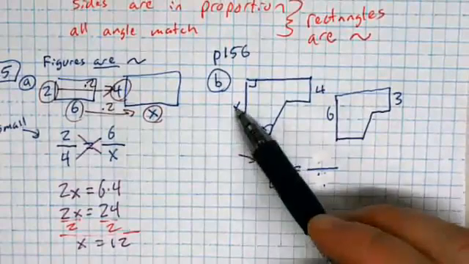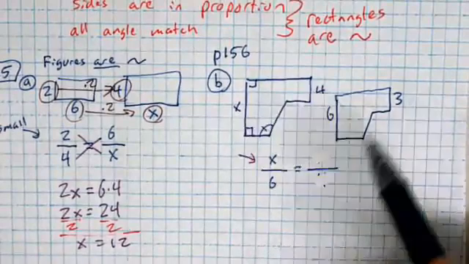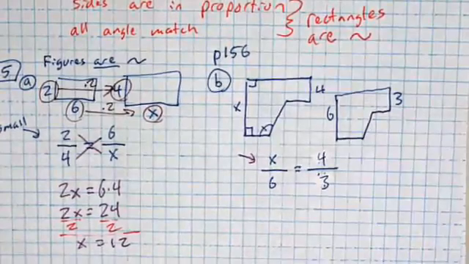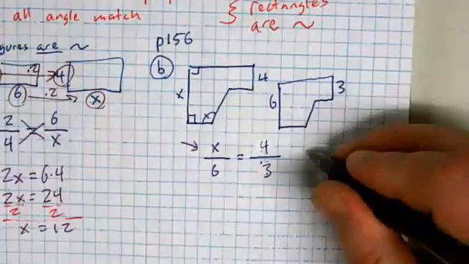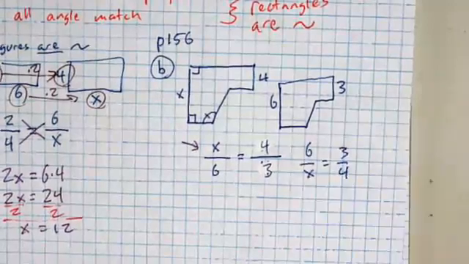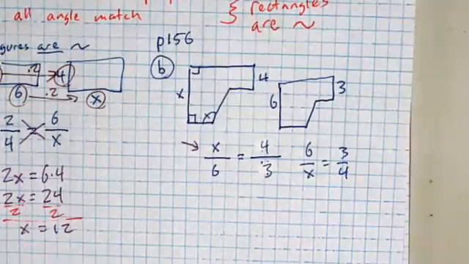So I went bigger over smaller, so I want to go bigger over smaller again. I'm going to do 4 over 3. Did anybody flip these and do 6 over x equals 3 over 4? Anybody do it that way? That works also. Now there are some other ways to do this.